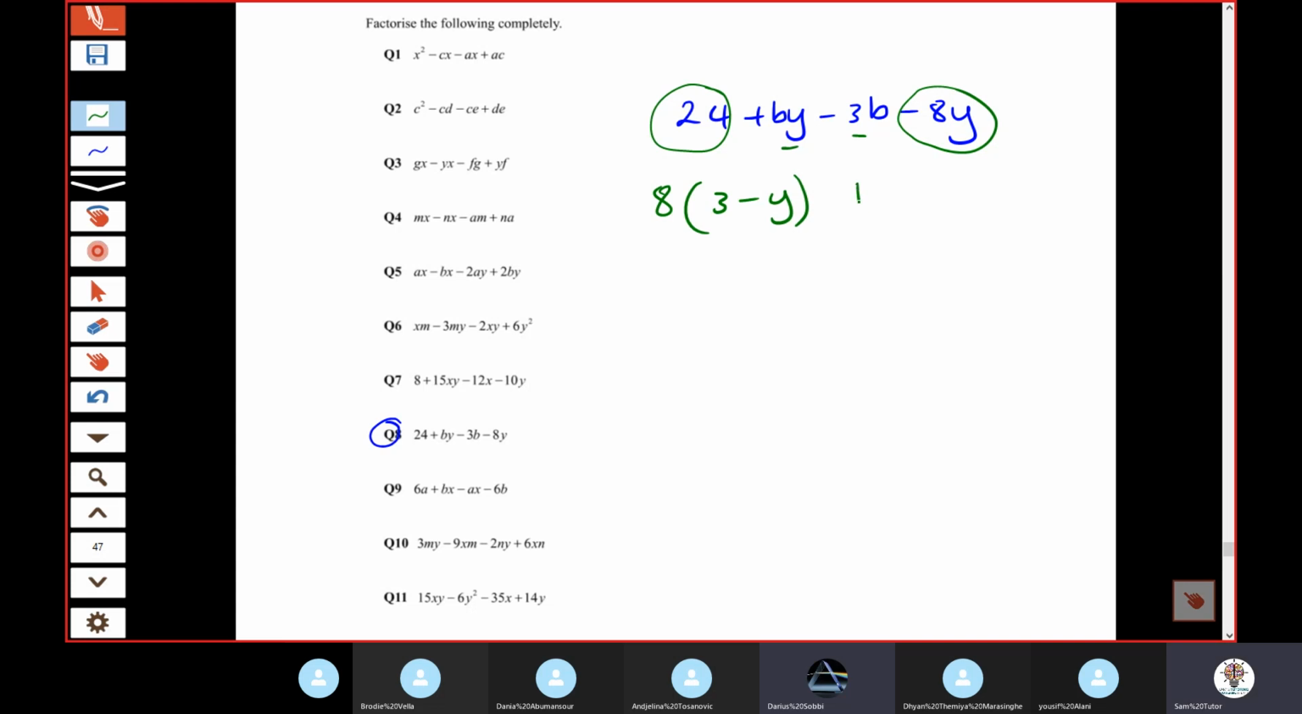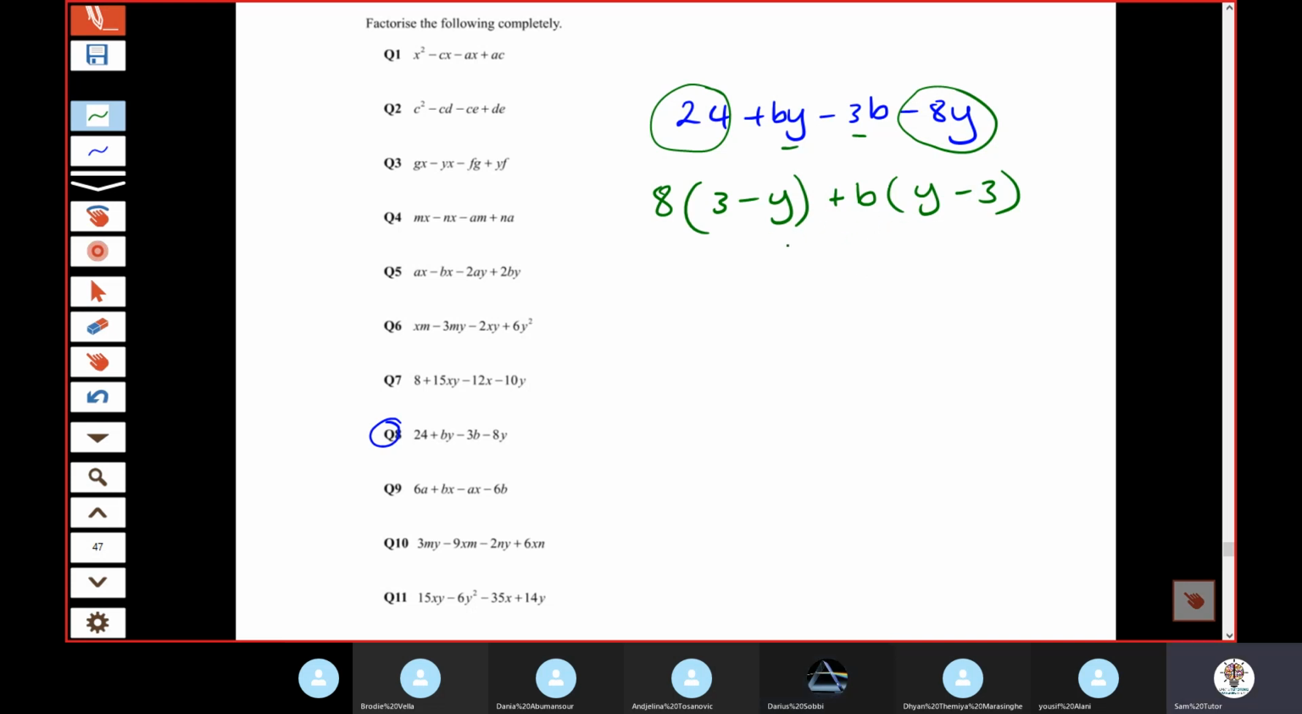B, yep, and then y minus 3. Now pause. Is that a plus or a minus if you're going to say by minus 3b? What should this be here? Plus. Yes, that's correct. So plus by, and then that's good. What's the problem that you're seeing? They're swapped around. They're not exactly the same, yeah.